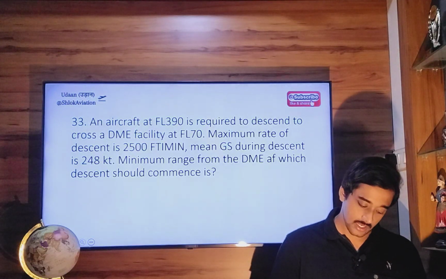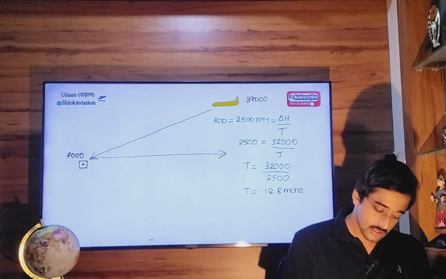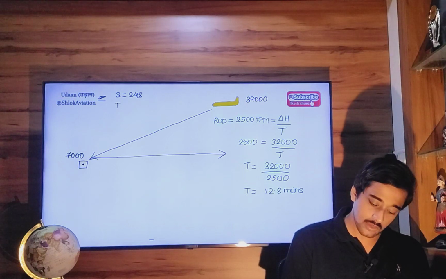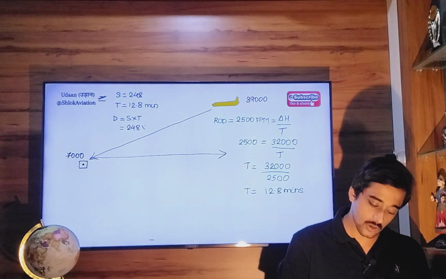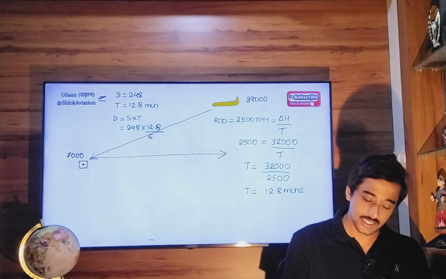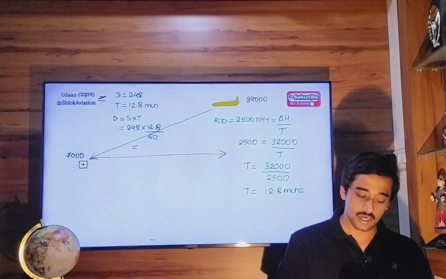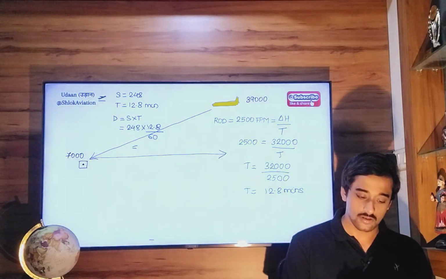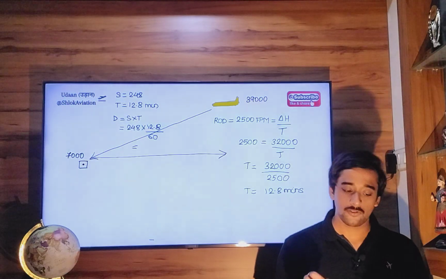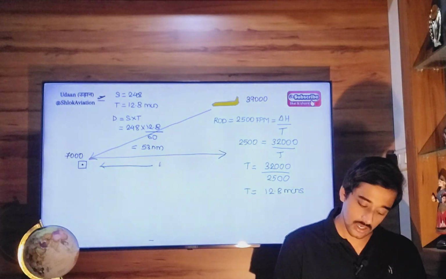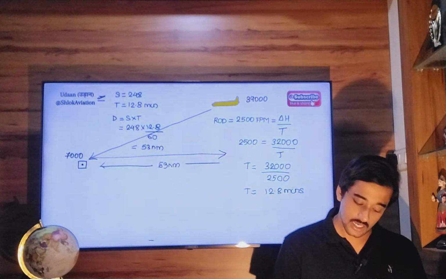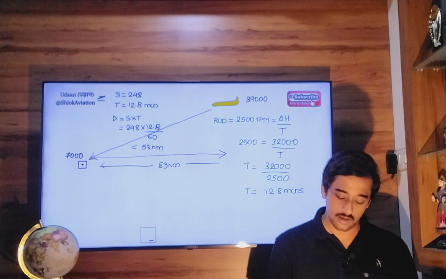Next. Speed given is 248 knots. Time is 12.8 minutes. So distance will be speed into time, that is 248 knots into 12.8 minutes divided by 60. So 248 into 12.8 is 52.9, or approximately 53 nautical miles. So the aircraft is 53 nautical miles away from this DME station.